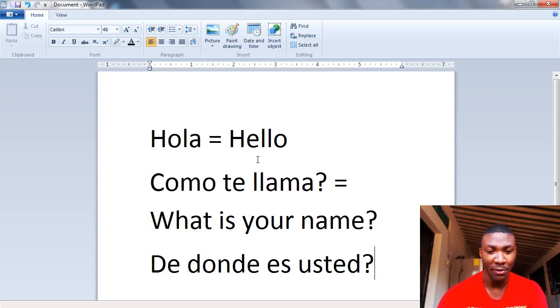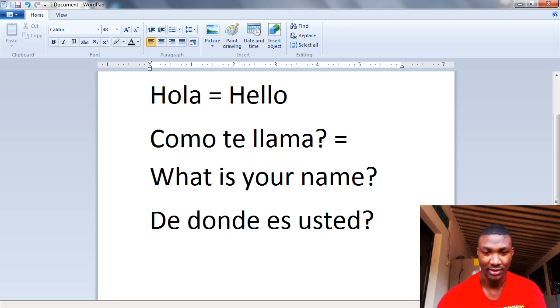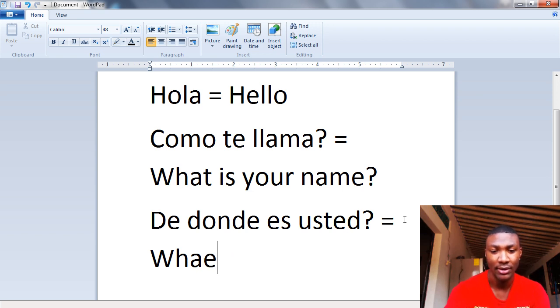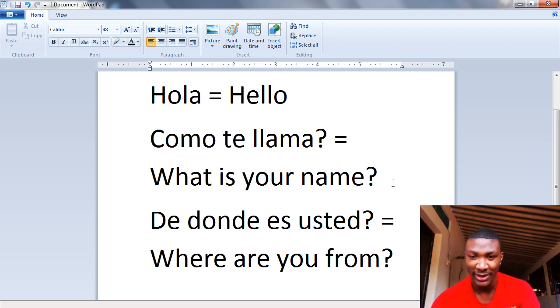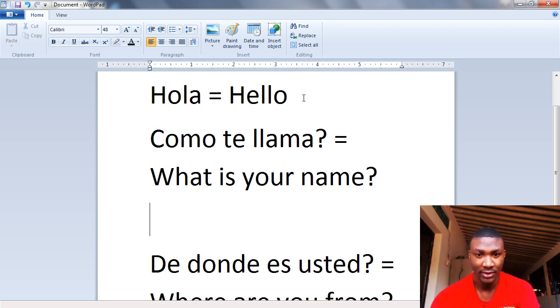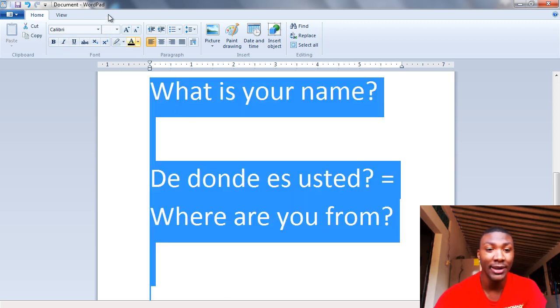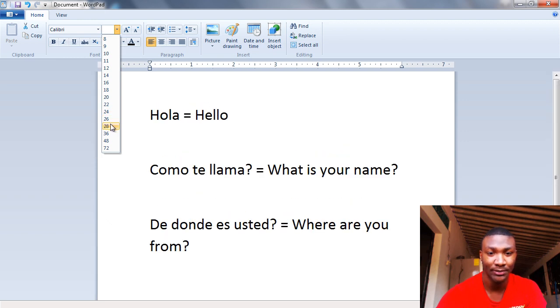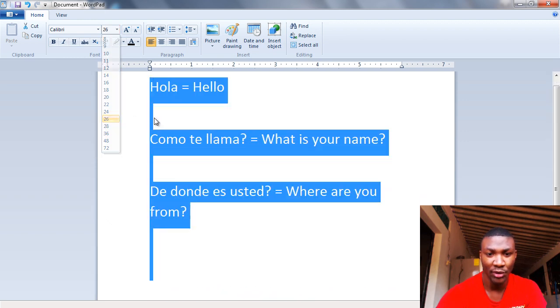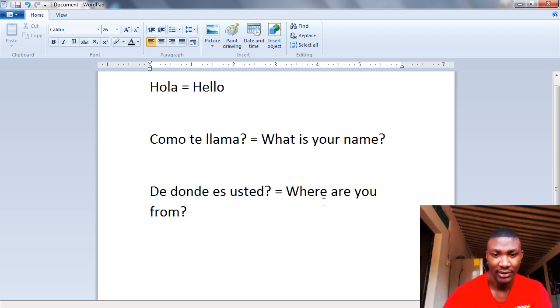Next, let me go back here. Let me just put the meaning. Of course, you guys want to know what you're talking about. So, where are you from? Okay, let me just space that out a little bit. You know what? Let me just make these fonts a little bit smaller for you guys to fit everything on one sheet. Okay.